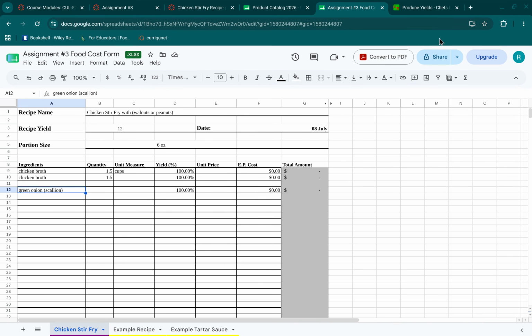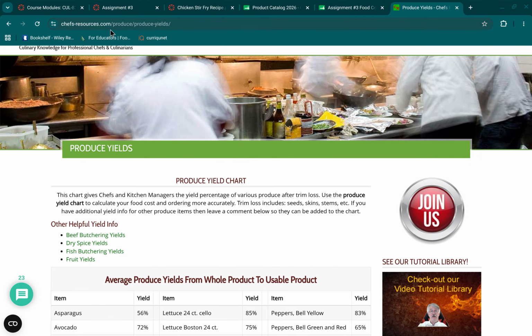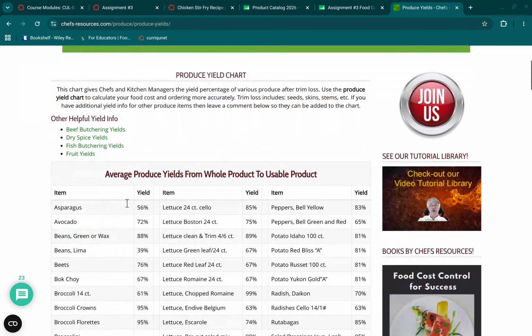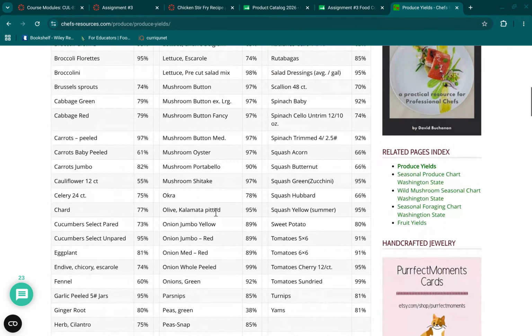So one website I recommend is chefsresources.com. And from there, there's a couple different yield percentage charts that are very helpful for costing. This is a good website in general, but the produce yield chart is going to be most beneficial to you. So for example, bell peppers, red or green, have a 65% yield rate. Onions, again, kind of like in that generalized form, like the product catalog was. Onions, green, there's a 92% yield rate.